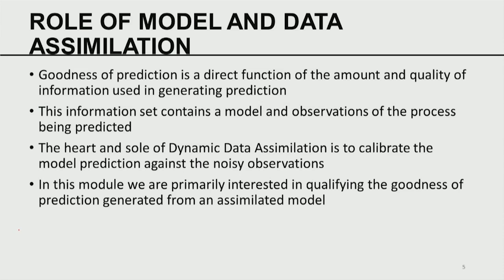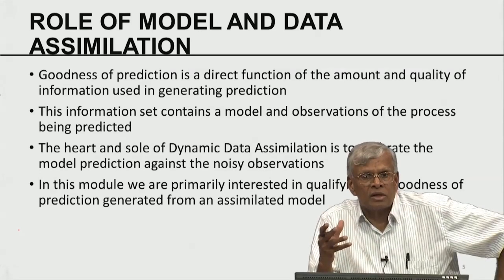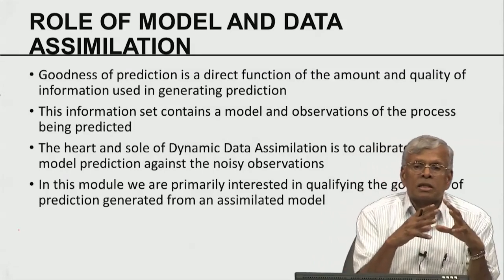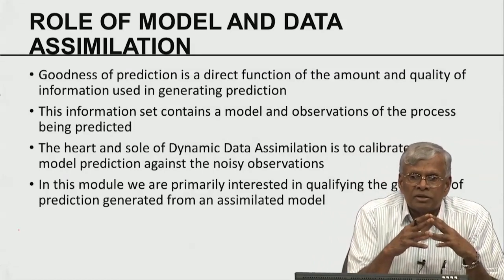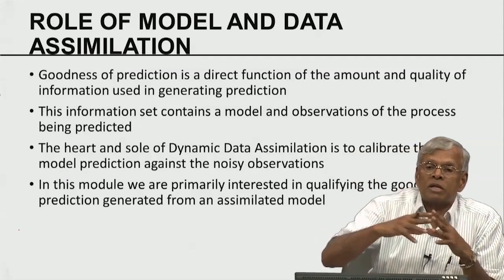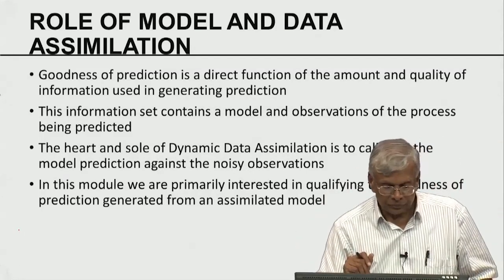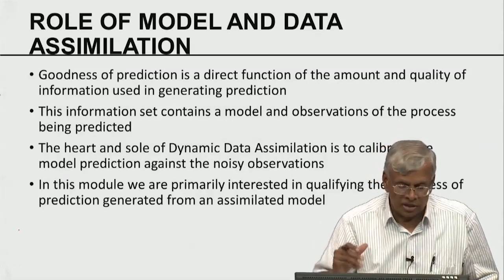An assimilated model means what? I have estimated the unknowns, the estimates have errors, and the errors in the estimate induce errors in the forecast. Knowing the statistical properties of the errors that lead to the prediction, I would like to be able to derive the statistical properties of the prediction, all within the stochastic context.